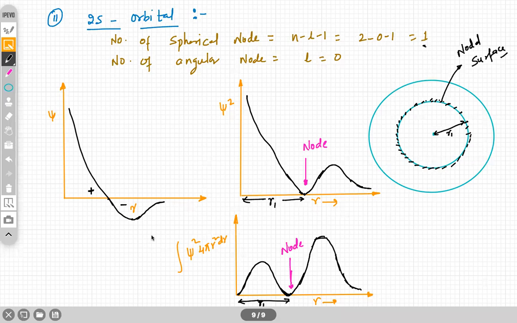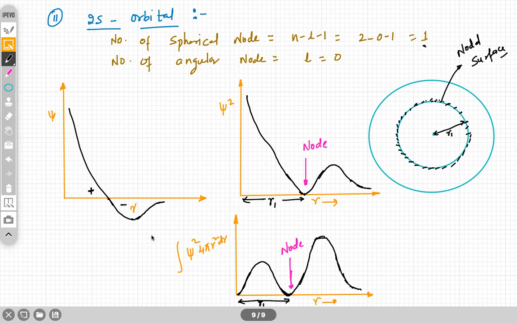Sir? Yes. And also for the psi square 4 pi r square dr graph, shouldn't the peaks be opposite? I was telling for the third graph. If the R is less, then the max probability will be higher than when the R is more, right? I didn't get you. Max probability will be higher when the R is more? Why is that so? No, sir. When R is less, when the shell is closer to the nucleus, the probability of finding the electron will be more than when the shell is farther from the nucleus, right? So shouldn't the peak be opposite?